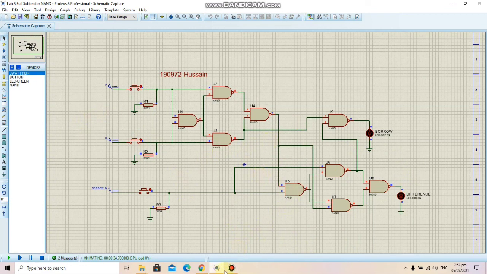So this was all from this lab. We looked at full adders, half adders, half subtractors, and full subtractors, and looked at the NAND implementation of all of them. We saw how the truth tables work, and we created circuits using them. So that's it from this lab.